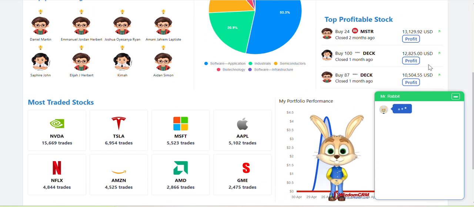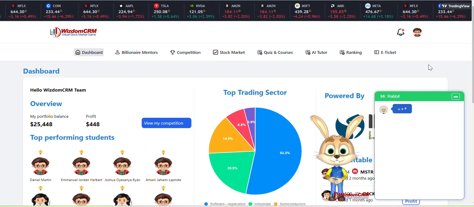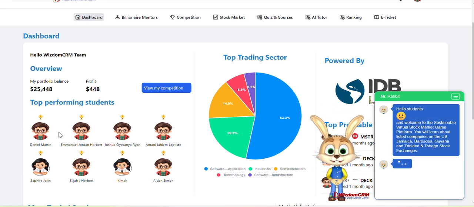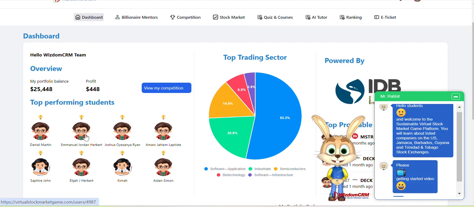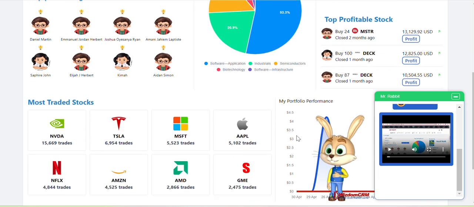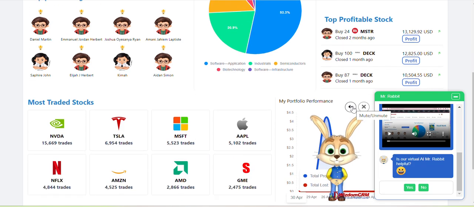I'm Mr. Rabbit, your AI virtual tutor, to teach you about the stock market and investing. On your dashboard, you should see 1. The top 14 most frequent stocks amongst all students, 2. Top 8 students for peer-to-peer learning, and you can view their profile to see which stocks they invest in.